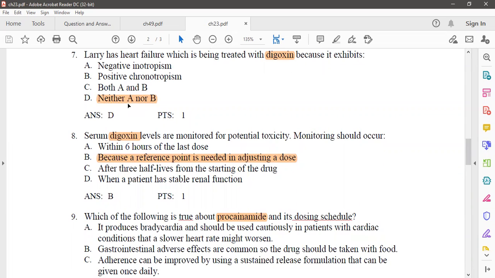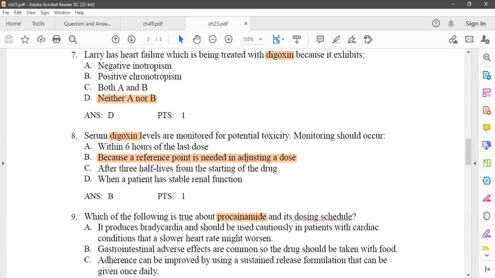Larry has heart failure, which is being treated with digoxin because it exhibits negative inotropic and positive chronotropic effects, but they said none of A or B. So digoxin does not show negative inotropic or positive chronotropic effects.